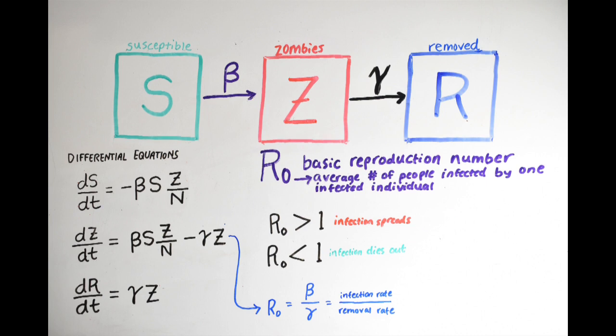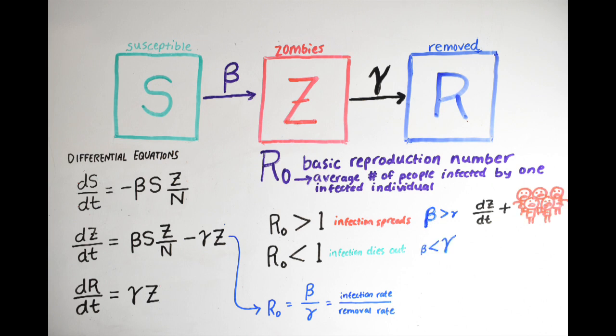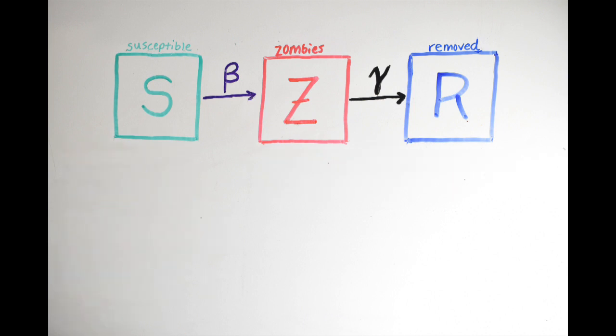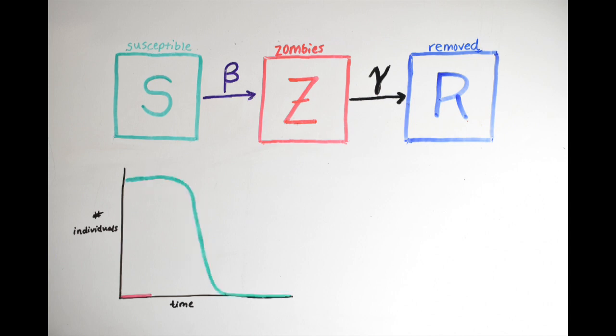This means when beta is greater than gamma, or R-naught is greater than 1, the initial change in zombies over change in time is a positive number, and the zombie population increases. When beta is less than gamma, or R-naught is less than 1, dZ over dt is a negative number, and the zombie population will decrease. You solve the system of equations and estimate your rate constants, and then plot the number of individuals over time.